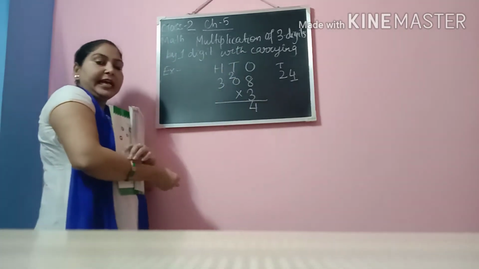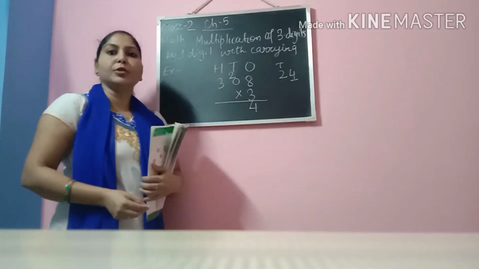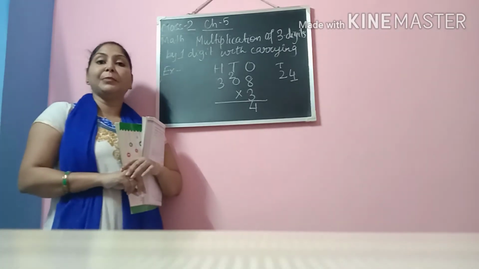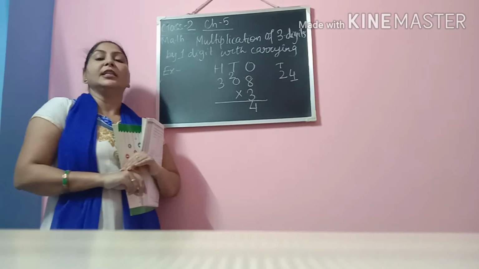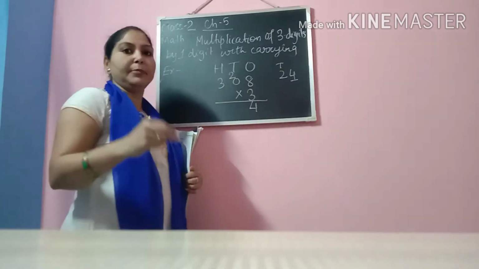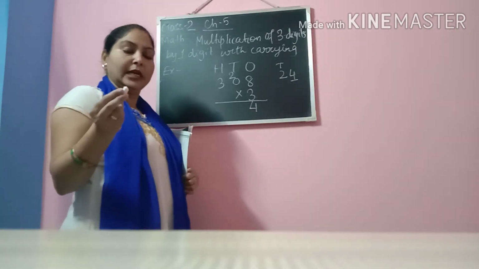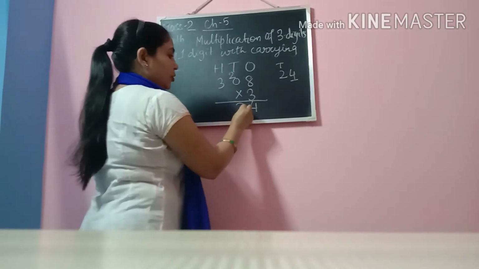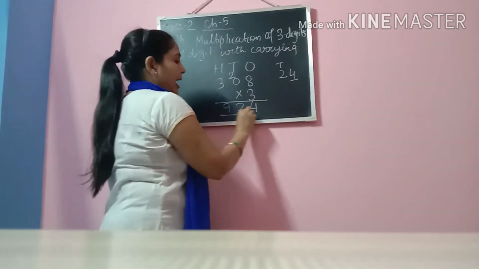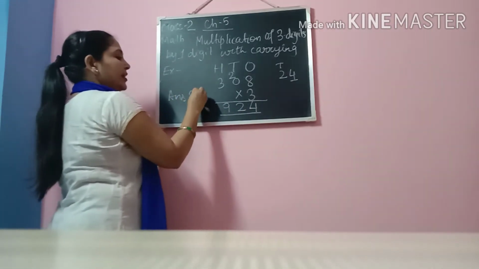Okay, after that we will multiply 3 by 0. Now when I taught you the properties of multiplication, I told you that whenever we multiply any number by 0, the product is 0 only. So 3 into 0 becomes 0. Now 0 plus 2 is how much? 0 plus 2 is 2. So I'll write here 2. Okay. Then 3 3s are how much? 9. So my answer is 920.